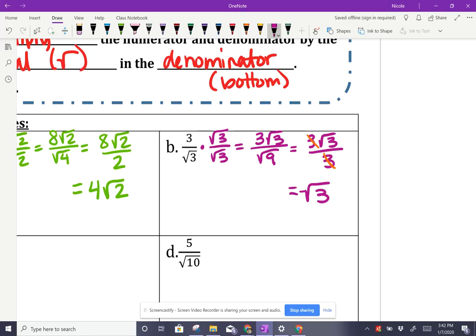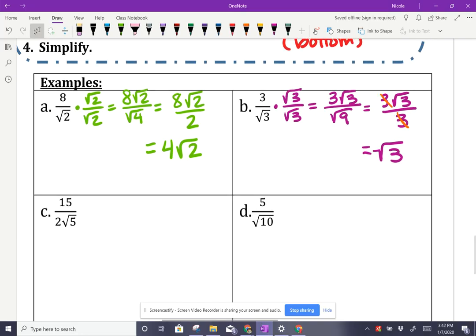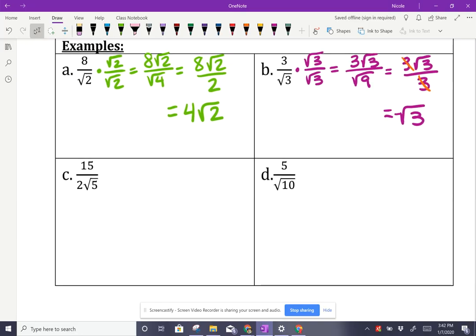You may notice that while you are multiplying the bottoms, you've got the square root of 3 times the square root of 3. That turns into the square root of 9, which just turns into 3. Some of you may see a pattern, and you're more than welcome to use that pattern.